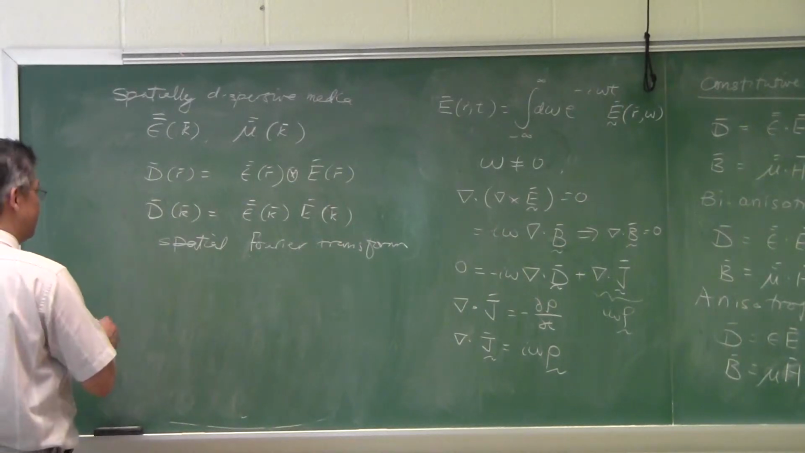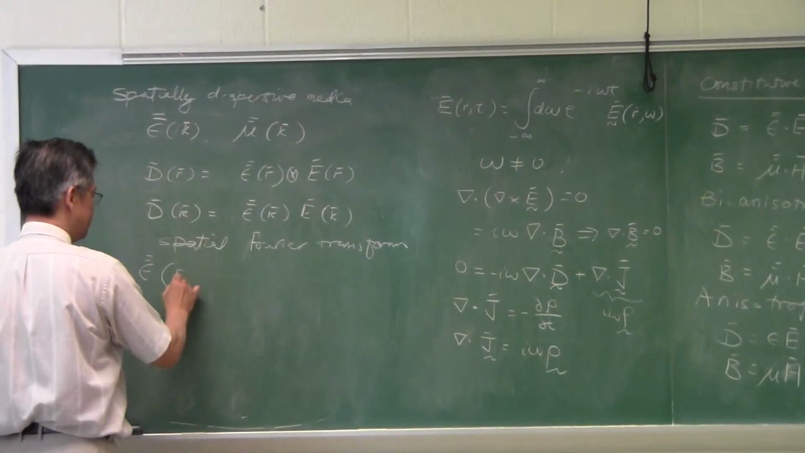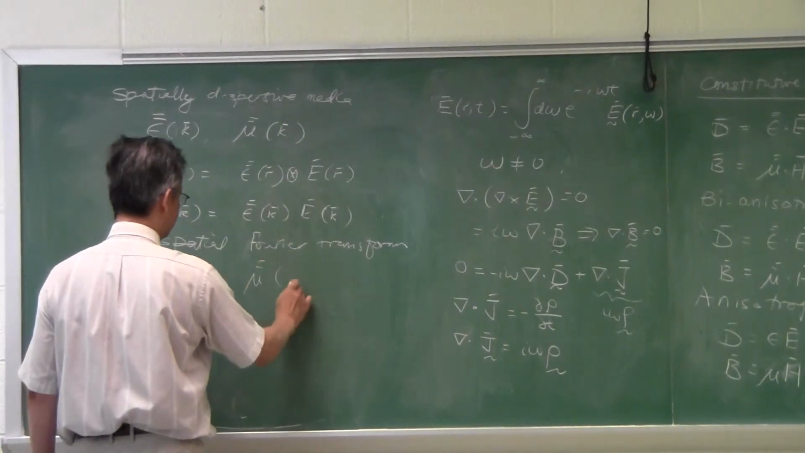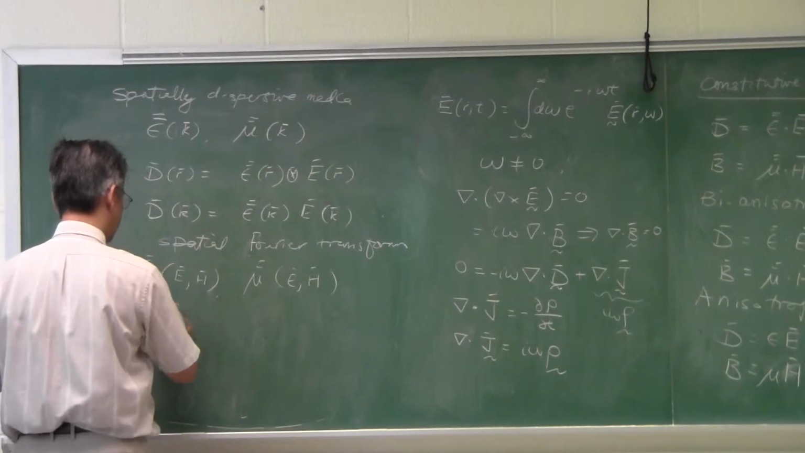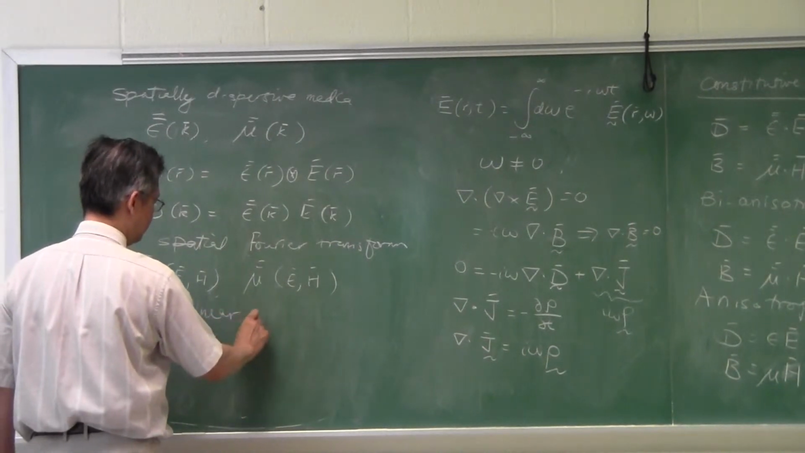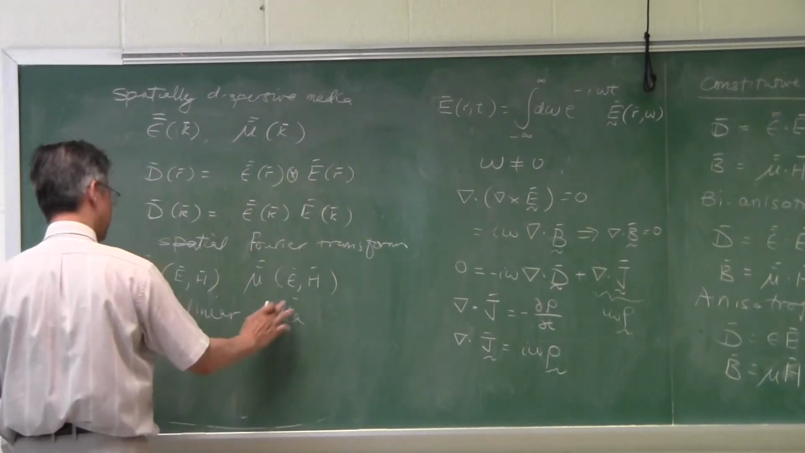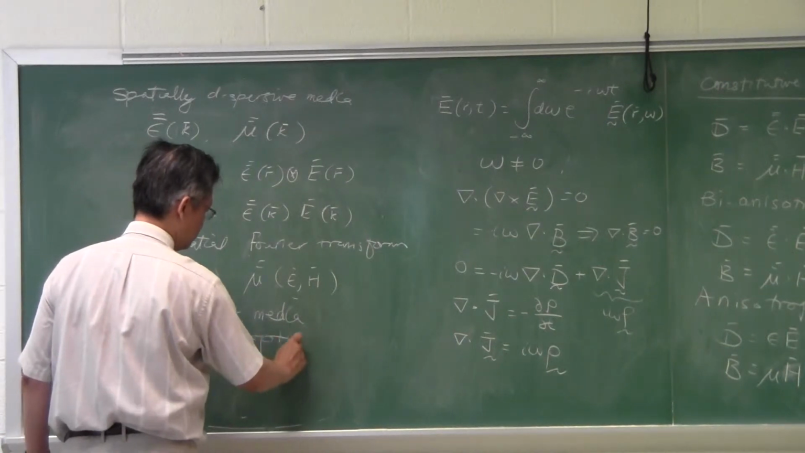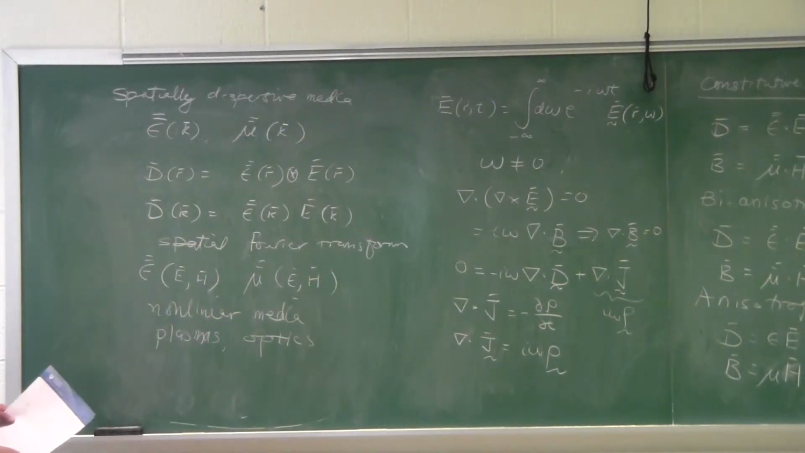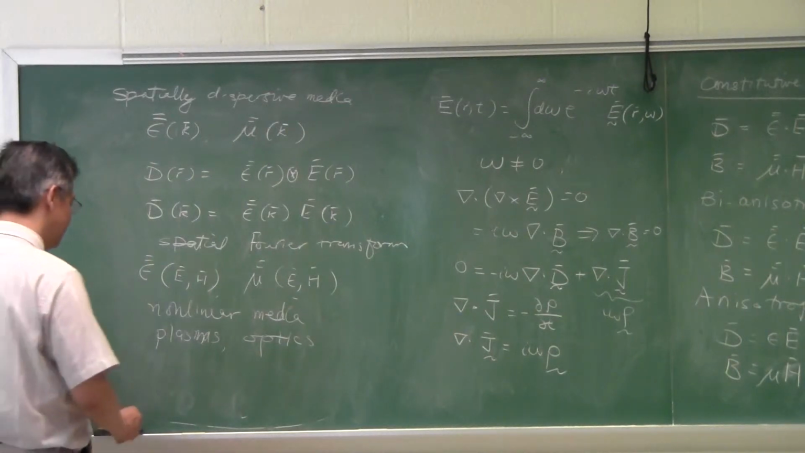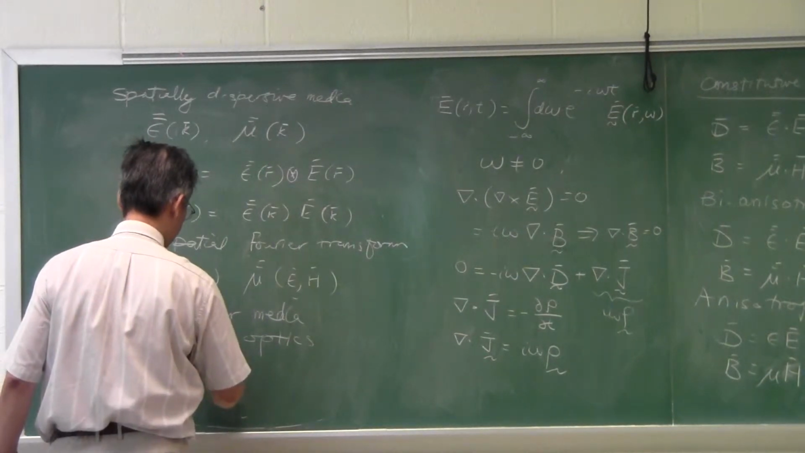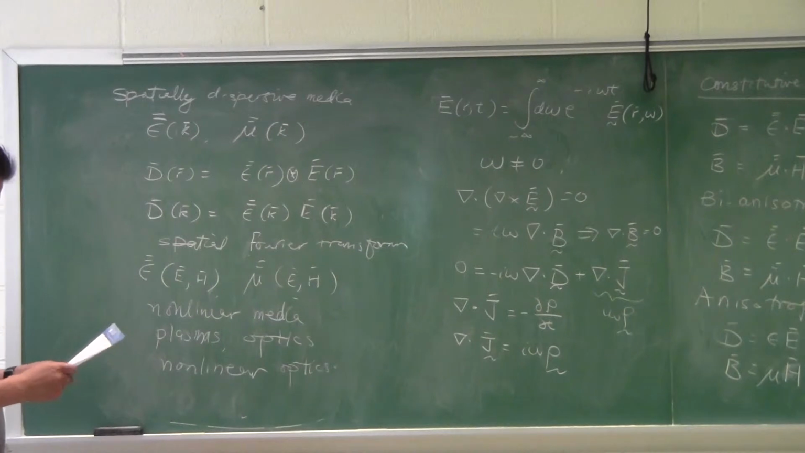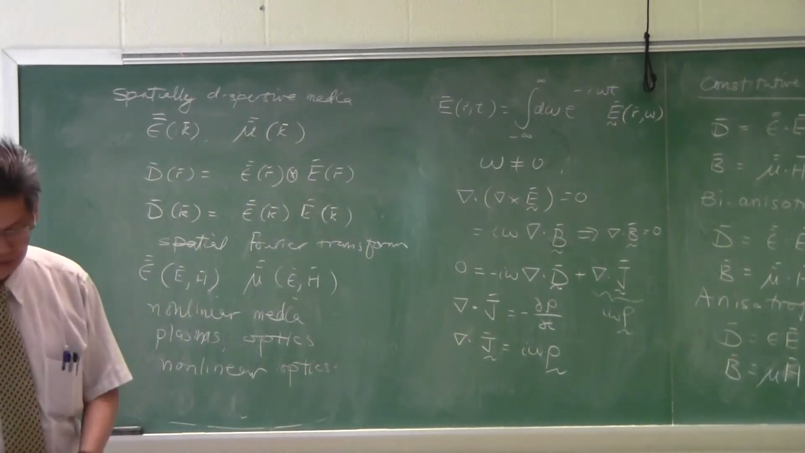You can have nonlinearity too. If epsilon is a function of E or H, then mu is a function of E or H. Then you have a nonlinear medium. This is often seen in plasmas and optics. This kind of material is quite common. So nonlinear optics is a big field because this kind of phenomenon is quite often observed. Are there any questions so far?